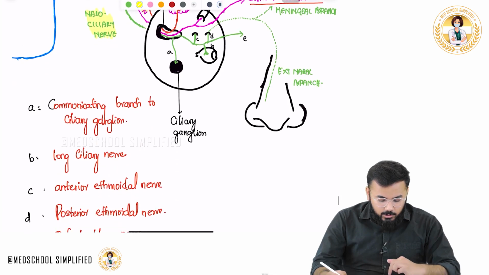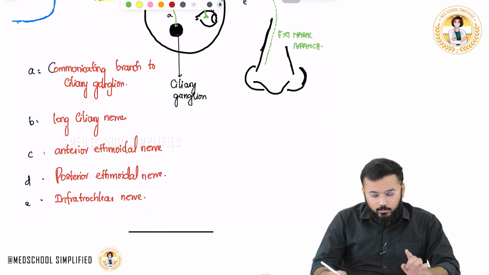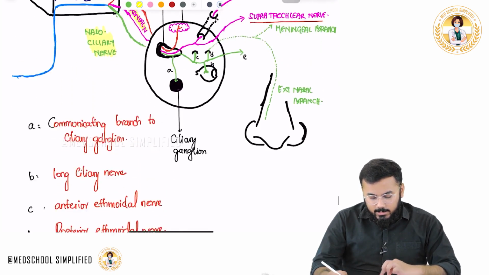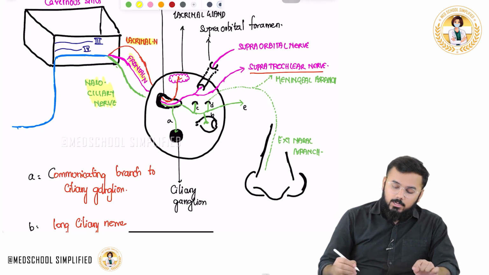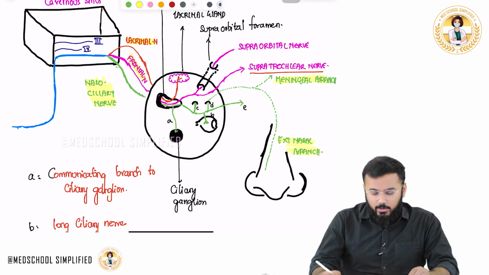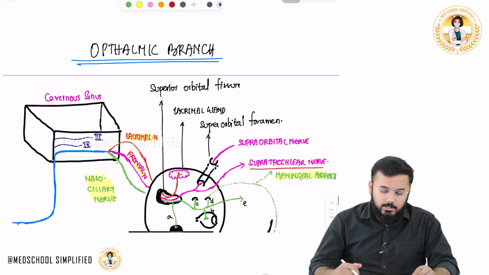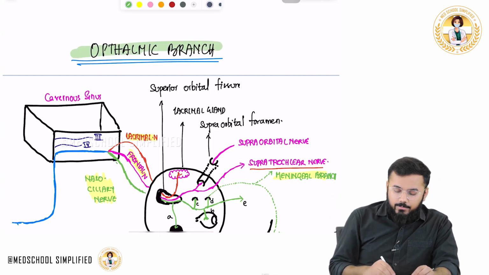Next, it gives branch B, the long ciliary nerve. C and D are the anterior ethmoidal nerve and posterior ethmoidal nerve, and lastly E is the infratrochlear nerve. And this D branch gives two more branches. One is the meningeal branch, another is the external nasal branch. Okay. So these are the branches given all the way by your ophthalmic branch.